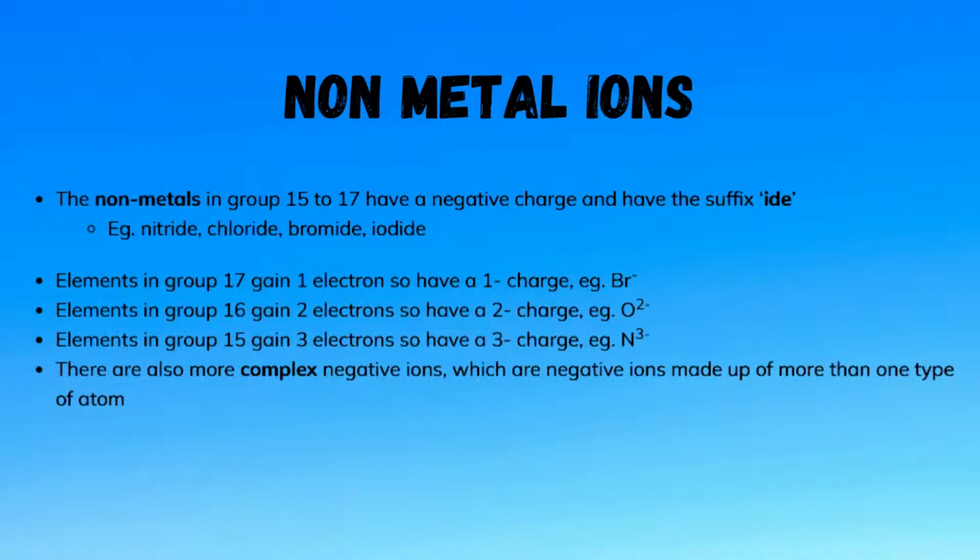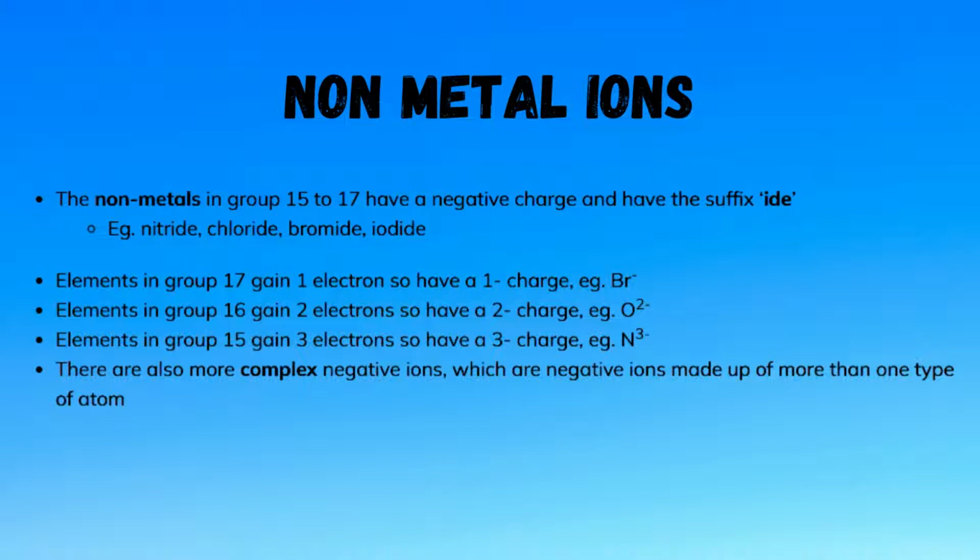What about non-metal ions? The non-metals in group 15 to 17 have a negative charge and have the suffix -ide. Examples: nitride, chloride, bromide, iodide. Elements in group 17 gain 1 electron, so they have a 1- charge, for example bromide. Elements in group 16 gain 2 electrons, so they have a 2- charge. Example, O2-, oxide.